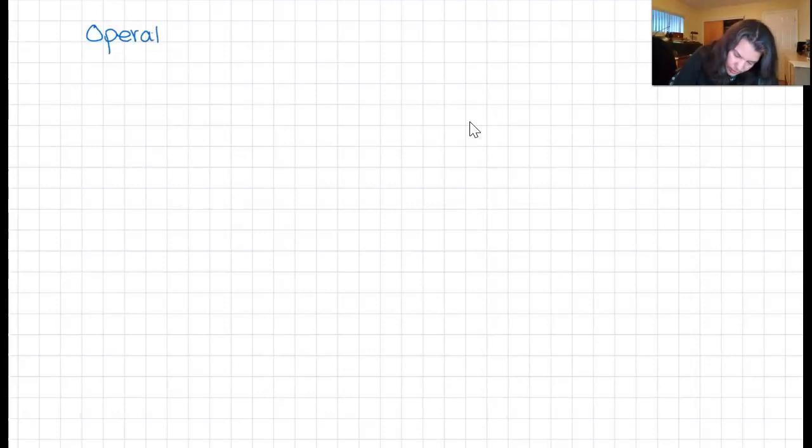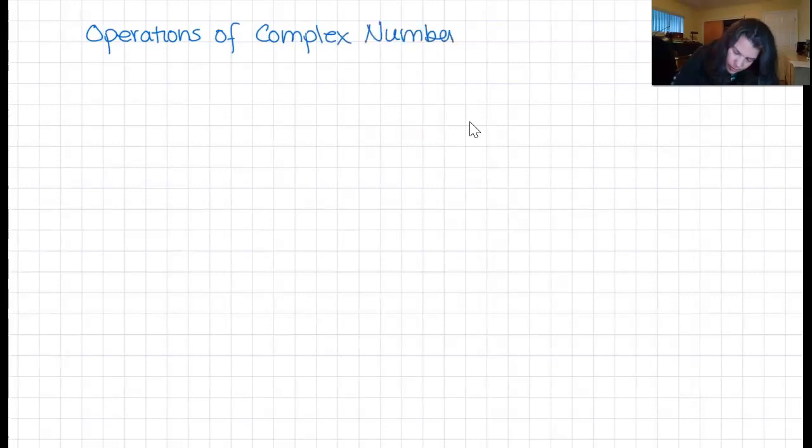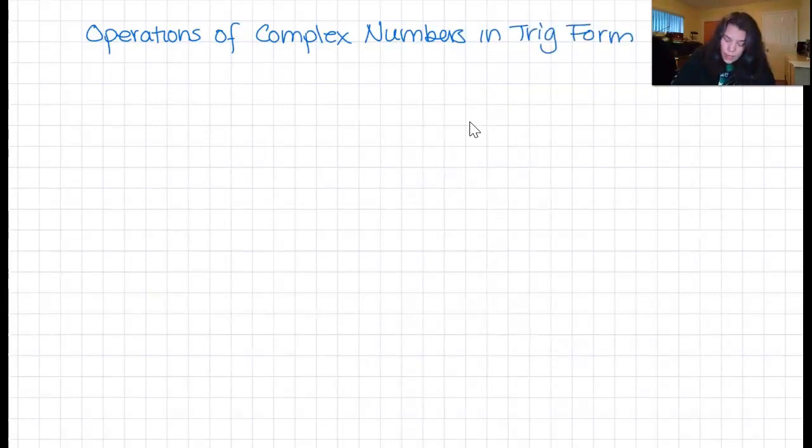Let's do operations of complex numbers in trig form. All right, so let's just mix them up. Let's see, addition and subtraction is going to be similar.